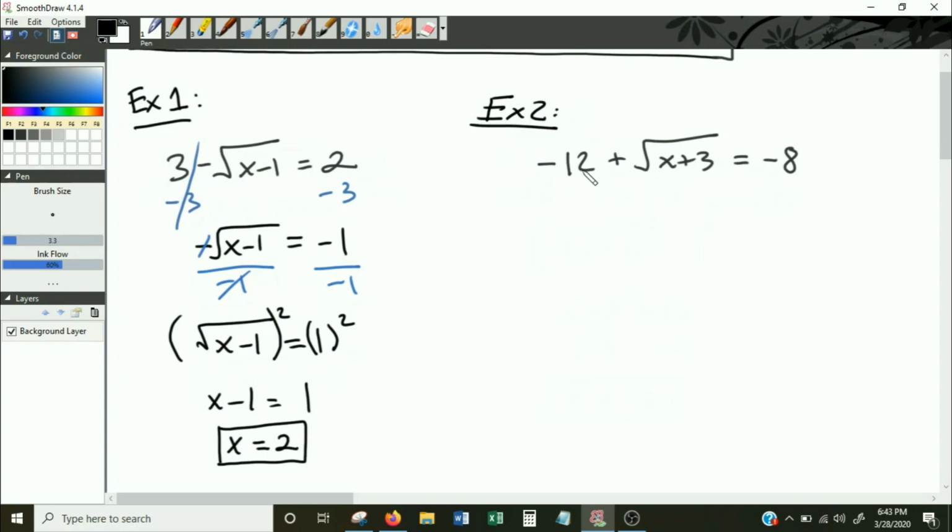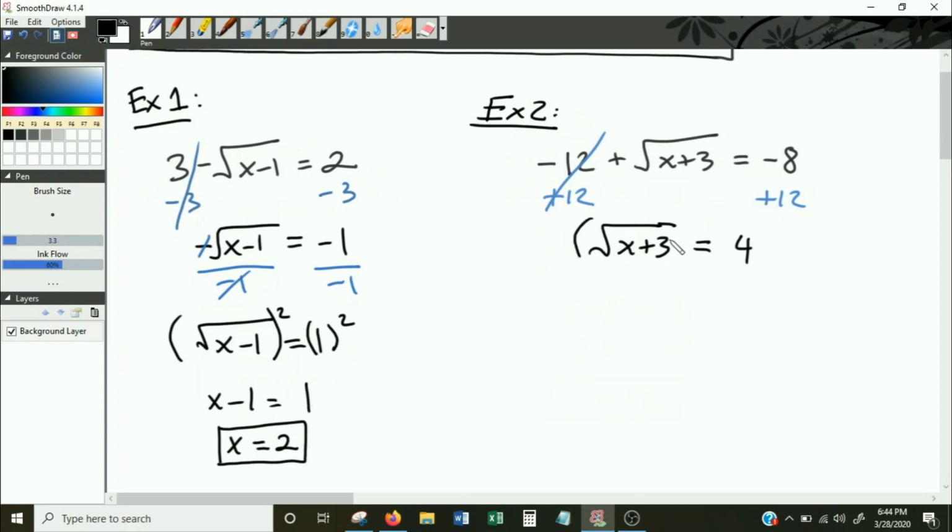So let's take a look at example 2. It's negative 12 plus the root of x plus 3 equals negative 8. The first step, what do you think the first step is going to be? It's going to be adding 12 to both sides. And these are going to cancel out, and then that leaves me with root of x plus 3 equals 4.